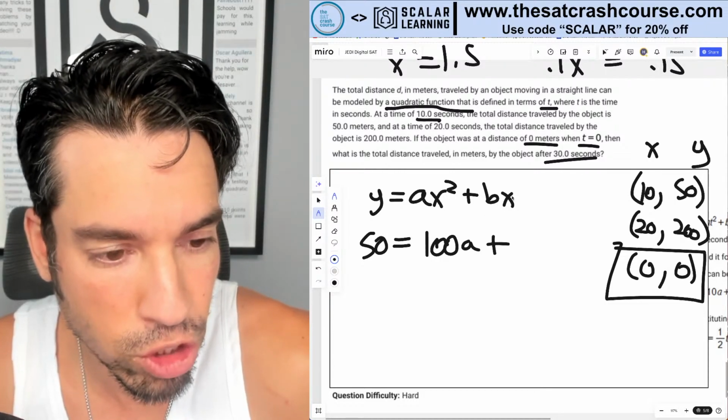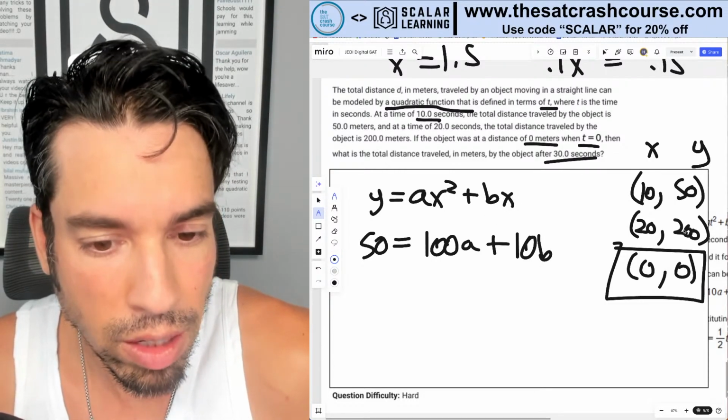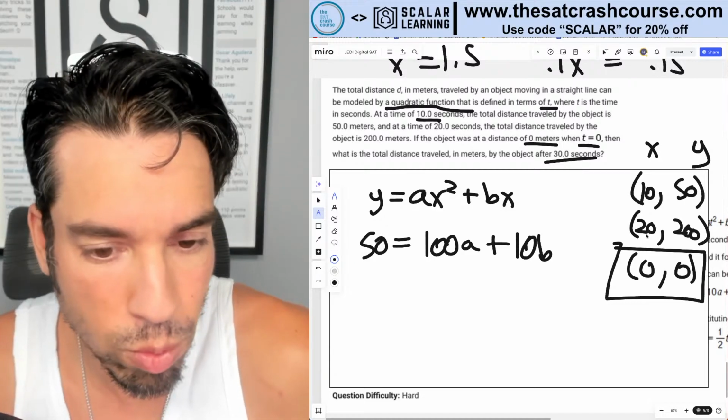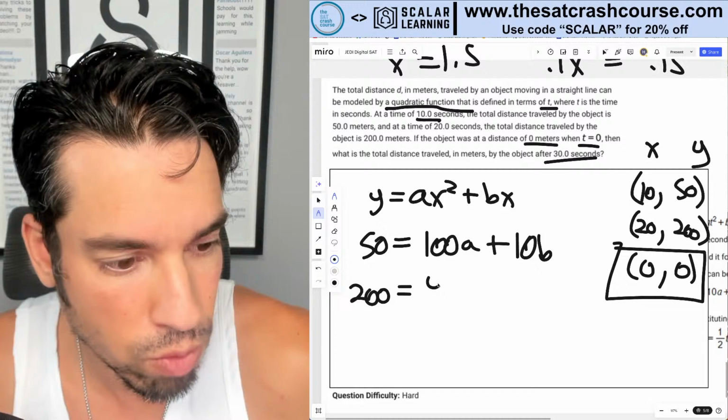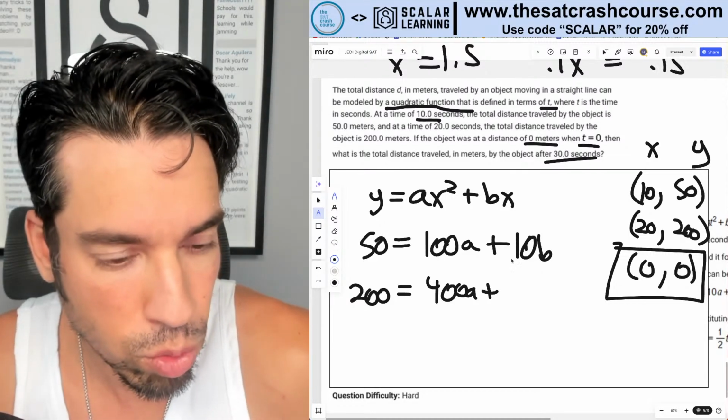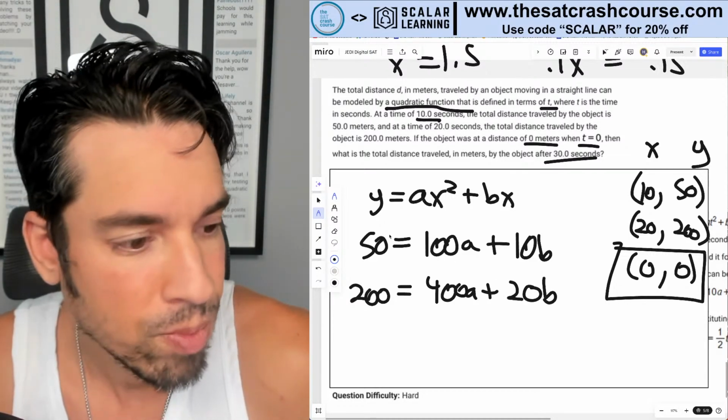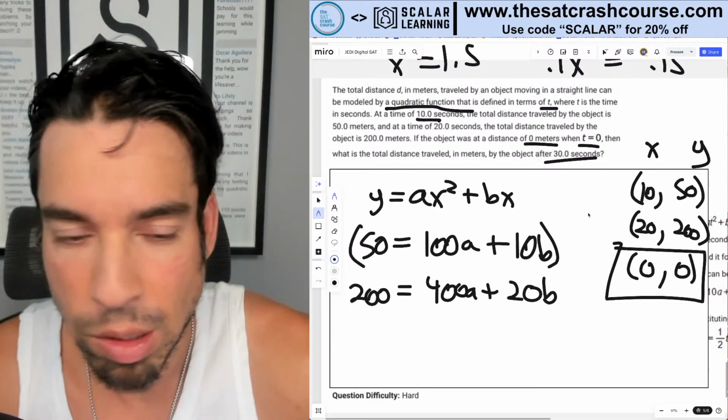Plus 10, which is x times b, is 10b. Second one is plug in 220. 200 for y, 20 for x. 200 equals 20 squared, which is 400a, plus 20b. All right, great. Now we're going to solve the system just like we would any other system.